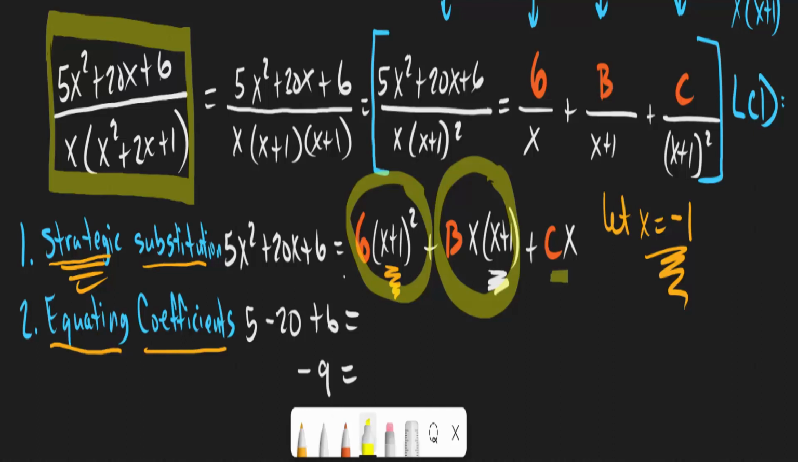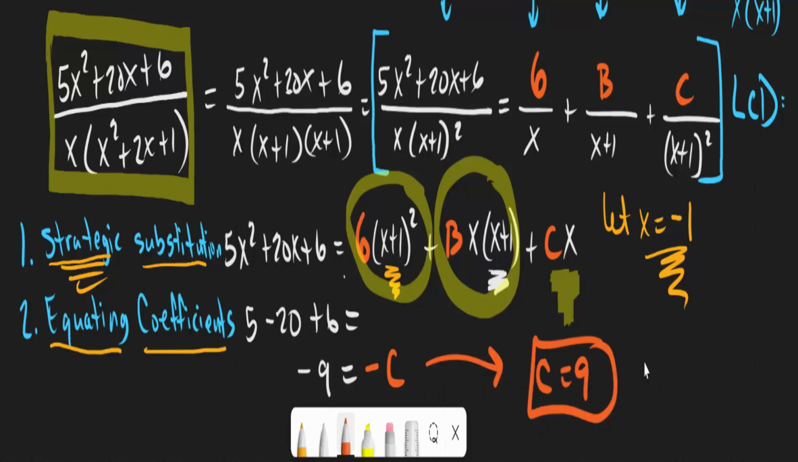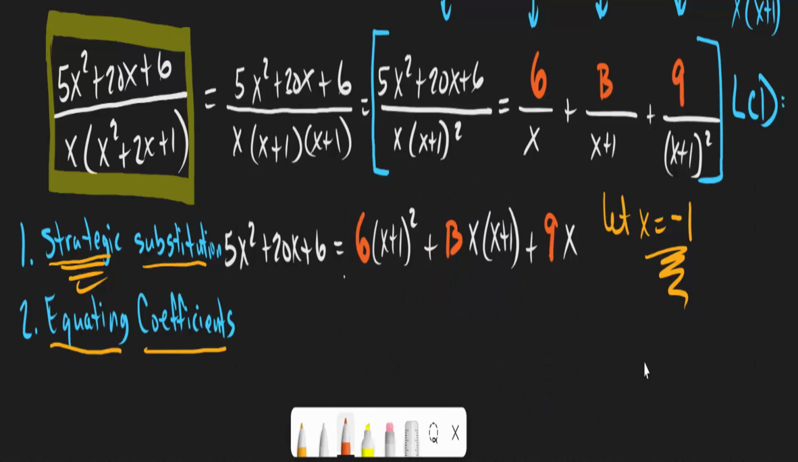And we're left with the last term, which is c times x, which would be -1. So that makes that one -c. So let's write our answer here. So c is equal to 9. So now we've got our c. Now let's go ahead and substitute or replace c's with 9's. All right, so we're almost done. Let's just clean up a little bit. So you see the strategic substitution works really quick and really well.